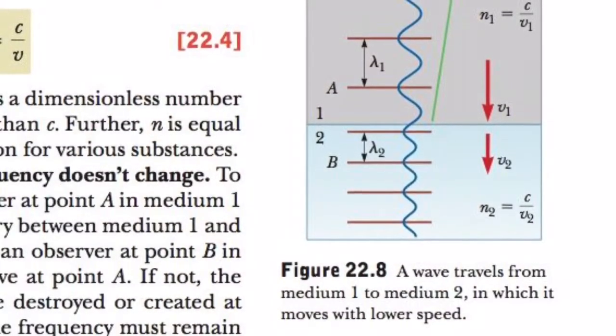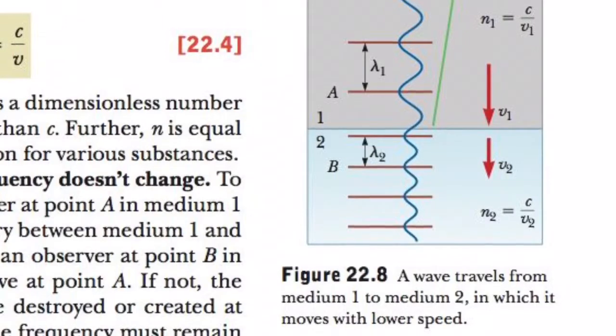When light passes from one transparent medium to another, it is refracted because the speed of light is different in the two media. The index of refraction is defined as the speed of light in a vacuum over the speed of light in a medium, saying n is equal to c over v. This dimensionless number n, the index of refraction, is always greater than or equal to 1 because c is always greater than v.